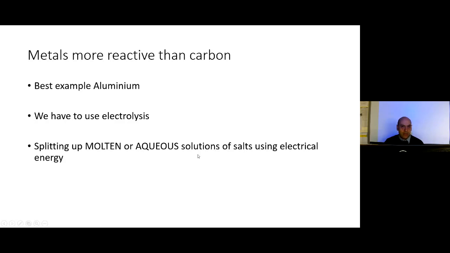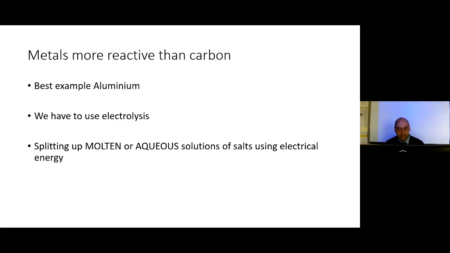So I'll let you look at that bit yourself, because I want to look at this part, which is where we have metals that are more reactive than carbon. We can't use displacement. And the best example really here to talk about is aluminium. So we know aluminium is above carbon in the reactivity series, so we're not going to be able to use displacement with carbon or chemical reduction with carbon. So we have to use electrolysis.